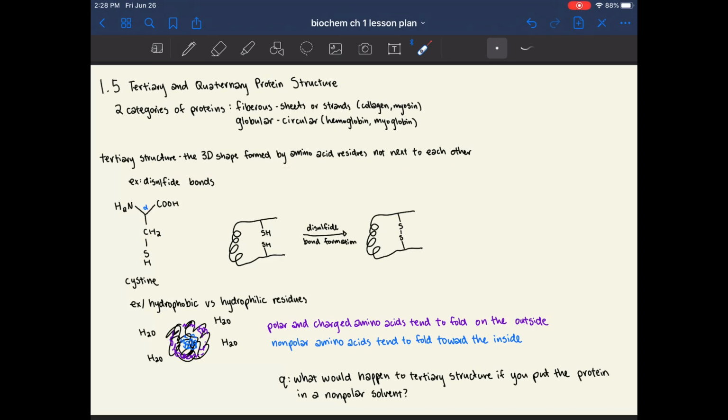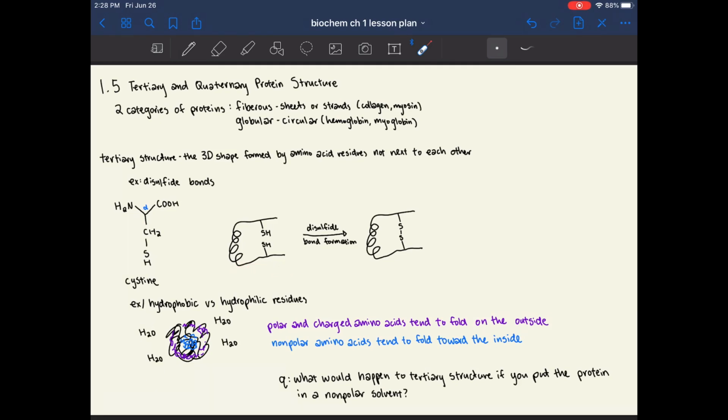Tertiary structure is the 3D structure formed by amino acid residues that are not directly next to each other. One example of this is disulfide bonds. We discussed before a cysteine residue, where here's the alpha carbon, here's the amine, and here's the carboxylic acid, and it has a CH2 group and then a sulfur.